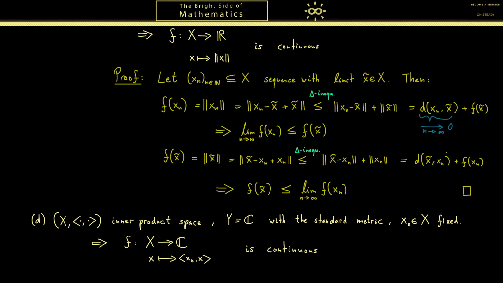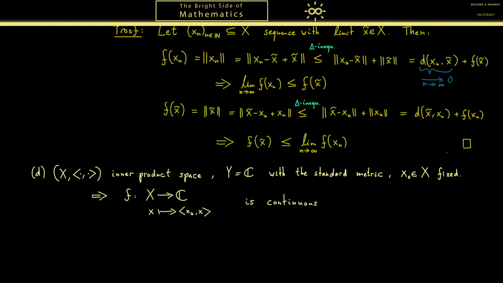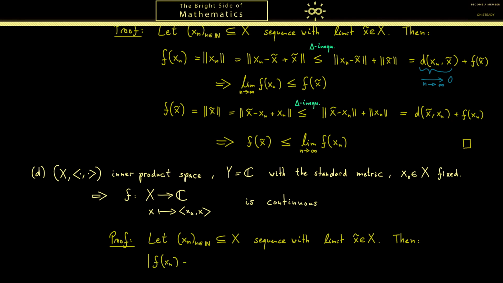As before, I really want to show you a proof of this statement. Of course, the procedure should be the same as before. We consider any point x tilde and a sequence that is convergent to this point. However, now maybe we can do it in one step when considering the absolute value of f of xn minus f of x tilde. In other words, this is the inner product x0 with xn minus x0 with x tilde. Using the linearity, we can put that together, so we have just one inner product.